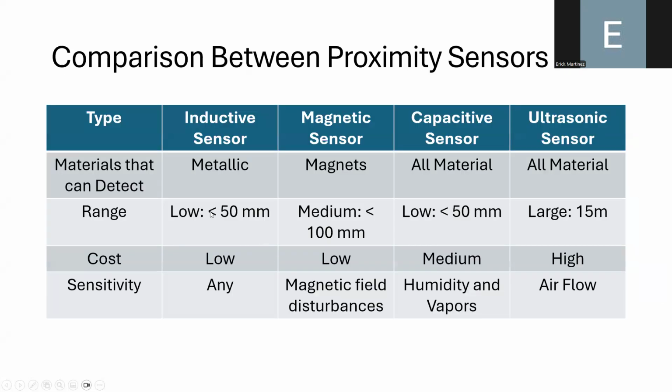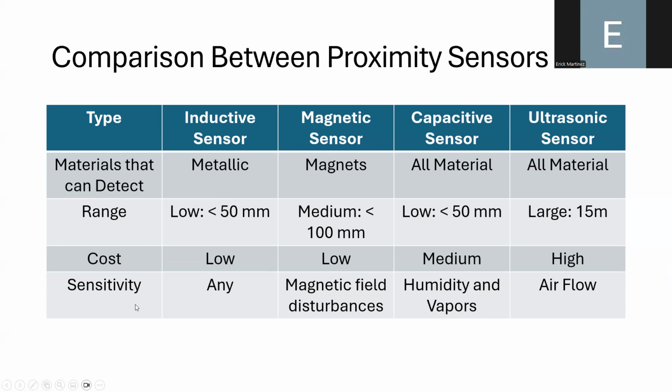So here I place a comparison between the different types of proximity sensors. I think that this essentially summarizes all the parts of the ultrasonic sensors for the proximity sensors. Basically, the main differences are the type of material they can detect and the range. For example, inductive, magnetic, and capacitive sensors have a very low detection range. On the other hand, ultrasonic sensors have a greater detection range, but they are also more costly compared to the other types of sensors.